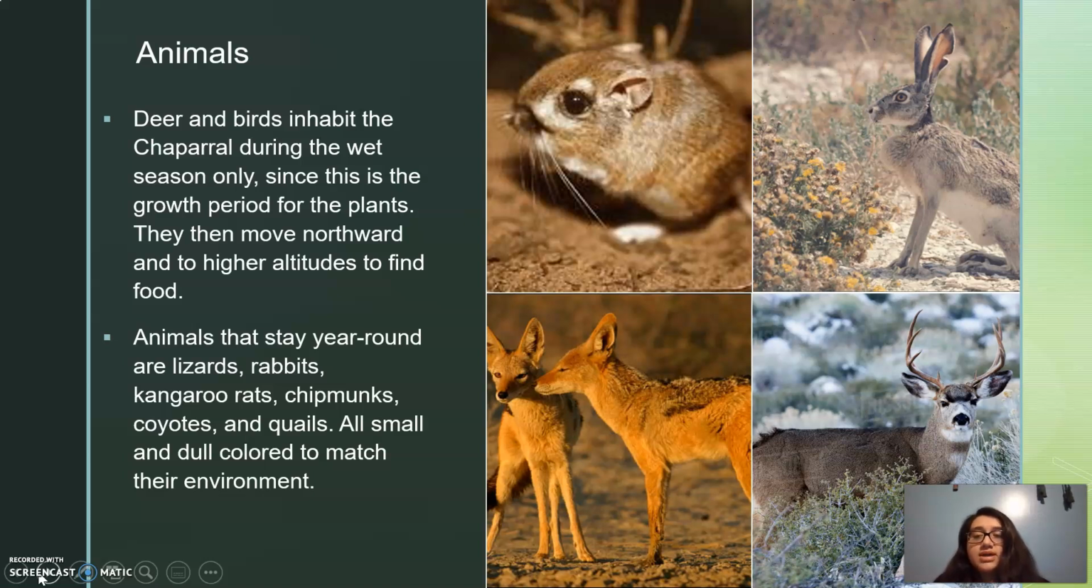Animals that stay year-round are lizards, rabbits, kangaroo rats, chipmunks, coyotes, and quail, all small and dull-colored to match their environment. We see these animals in the images. The first one is a kangaroo rat, second, jackrabbit, the bottom ones are a coyote and a mule deer.